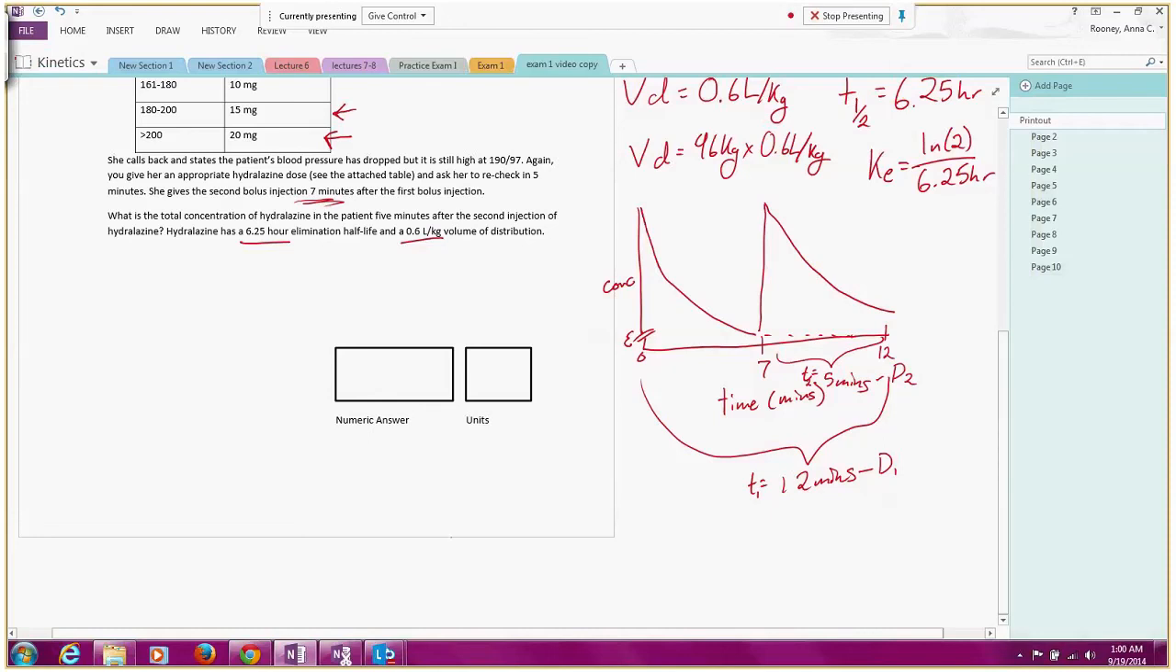Now we're just going to do 2 loading dose equations, which our loading dose equation is dose over volume of distribution, times e to the negative KE times time. But because we have 2 loading doses, we're going to add them together, dose 1 and dose 2. It's the same volume of distribution because it's the same patient, and it's the same rate of elimination because it's the same drug. We're not giving 2 different drugs.